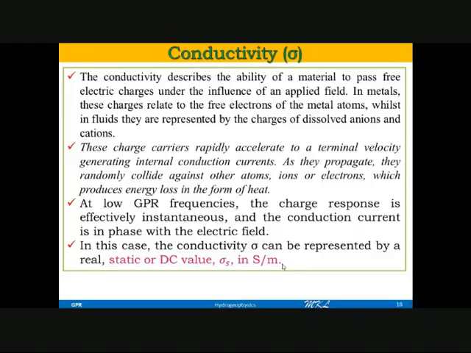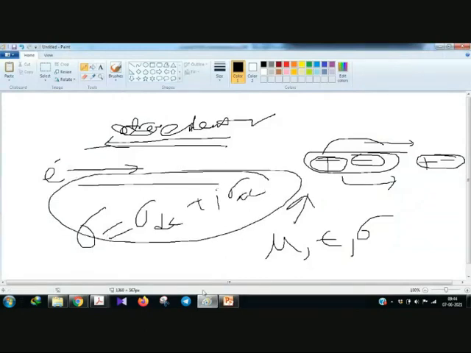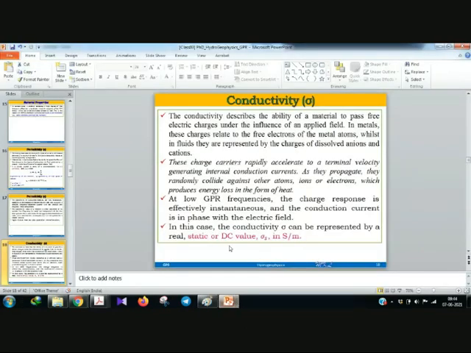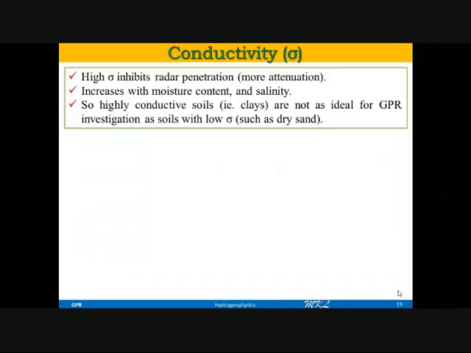So generally, conductivity sigma has two parts: sigma DC plus i sigma AC. It's a complex term, so I won't go much deeper on this. I'll suggest you read it from the book. So high sigma basically, if there is a conductive material like seawater, if you find seawater on the top, then the GPR won't work. You have to understand the physical meaning of that. So high sigma inhibits radar penetration. So there will be nil penetration or very little penetration.